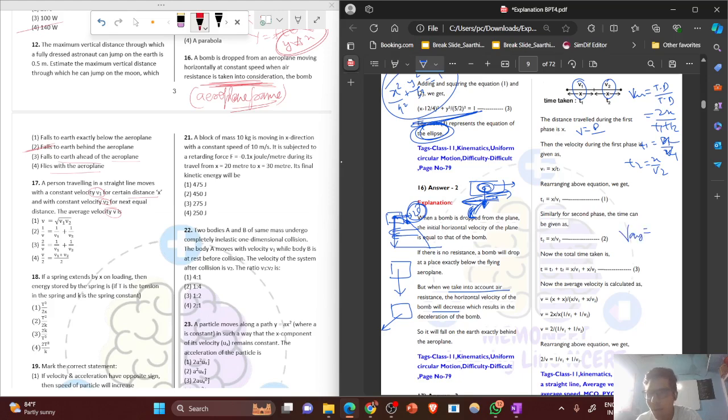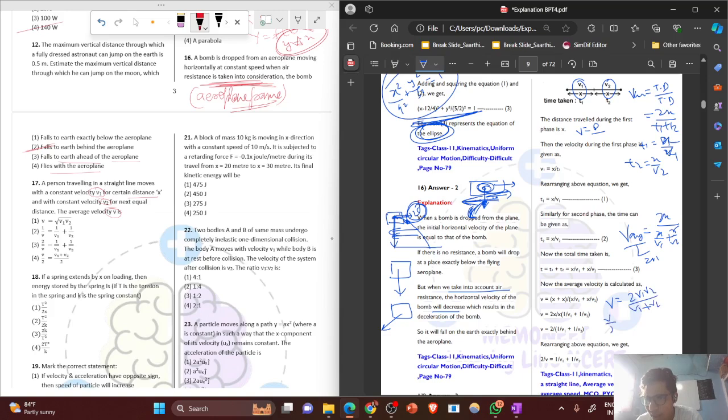Average velocity will come out to be 2x upon x by v1 plus x by v2. It simply comes out to be 2v1v2 by v1 plus v2. 2v1v2 by v1 plus v2. So V equals 2V1V2 by V1 plus V2.